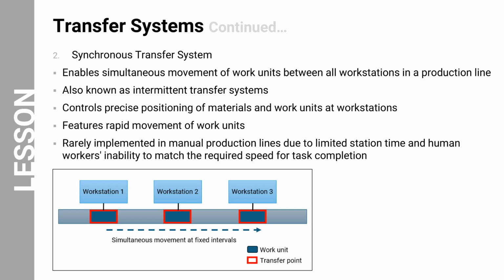A synchronous transfer system allows the simultaneous movement of work units between workstations. Synchronous transfer systems are also known as intermittent transfer systems and control the positioning of materials or work units within workstations. The work units within synchronous transfer systems move quickly, and these systems are used commonly for automated production lines when specific positioning of work units at workstations is required. Synchronous transfer systems are not used very often in manual production lines because of the limited amount of time that a work unit will be available at a workstation and the fact that human workers may not be able to complete the work required in the shorter time frame available.